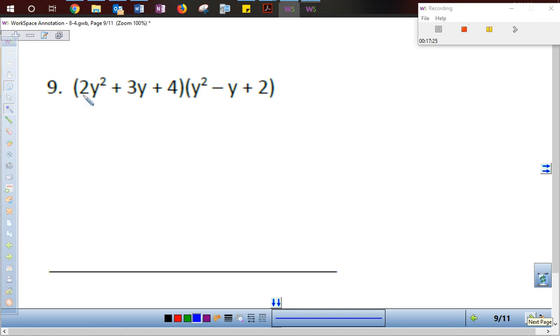On number 9, we have a trinomial being multiplied by a trinomial. So remember, 3 terms times 3 terms should get you a result of 9 terms. I want you to pause the video again and try this one on your own.